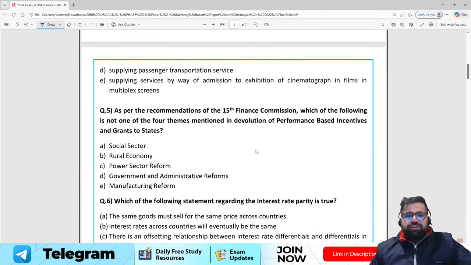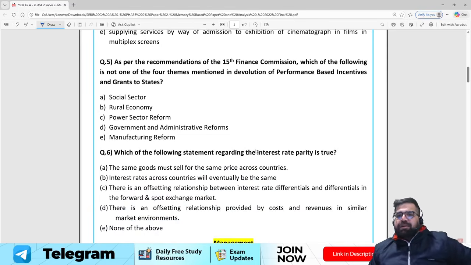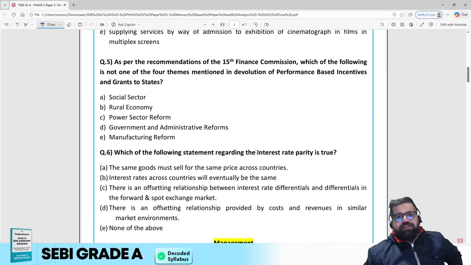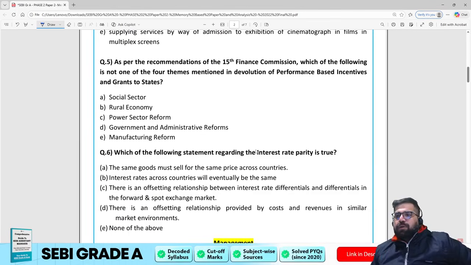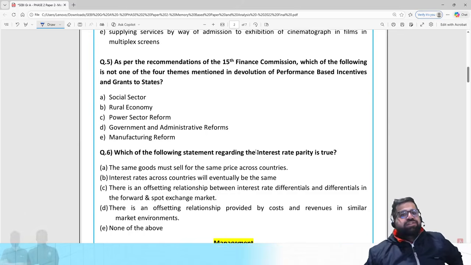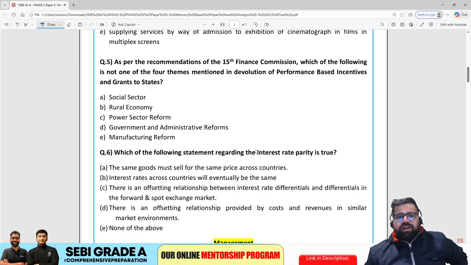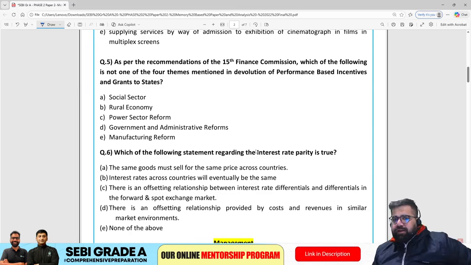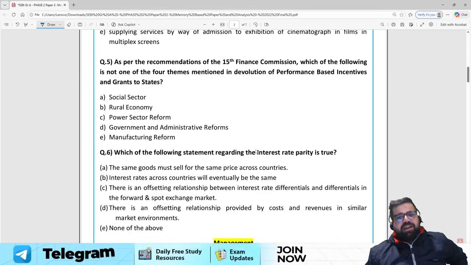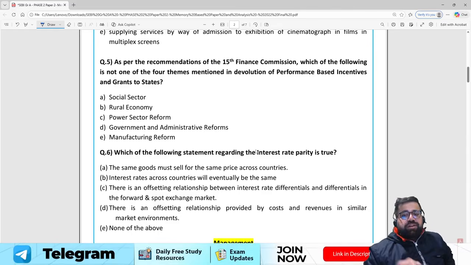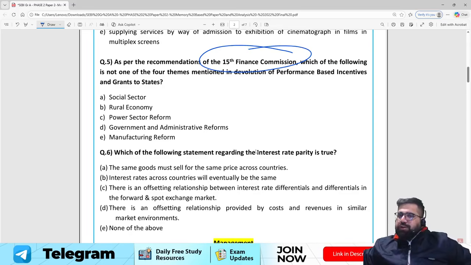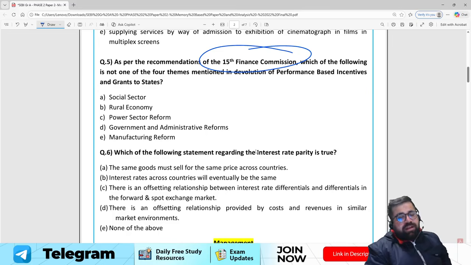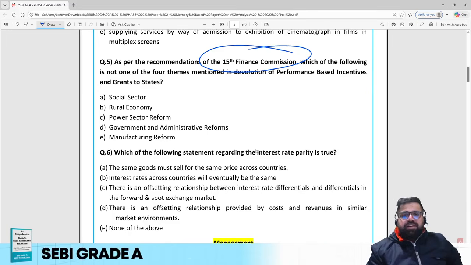Right, now let's move to question number 5. As per the recommendations made by the 15th Finance Commission, which of the following is not one of the 4 themes mentioned in the devolution of performance-based incentives and grants to states? Social sector, rural economy, power sector reform, government and administrative reforms, or manufacturing reforms? Manufacturing reforms. Again, focus on the 15th Finance Commission. But as I told you, the 16th Finance Commission report was just released yesterday. So please cover it up. This is very, very important.